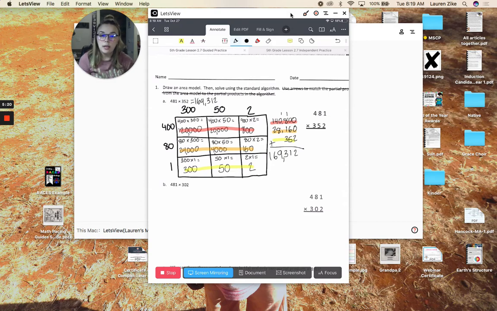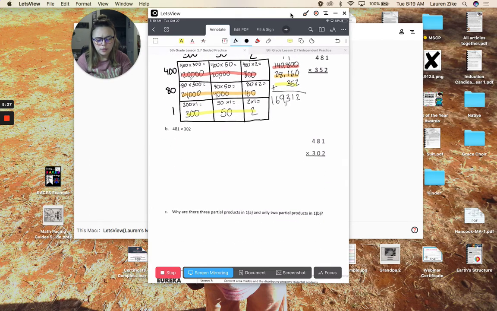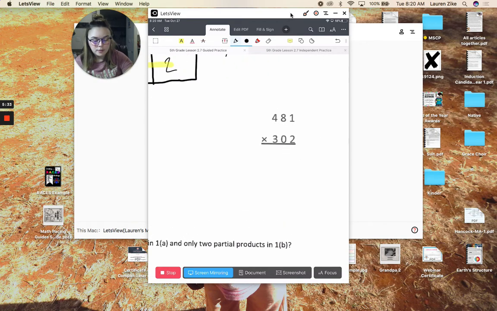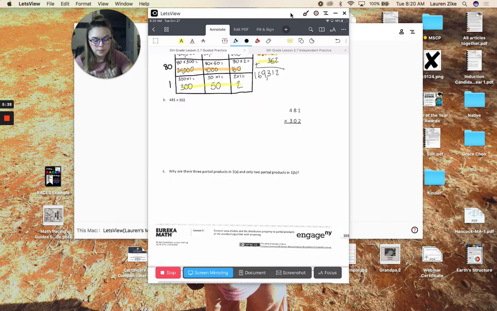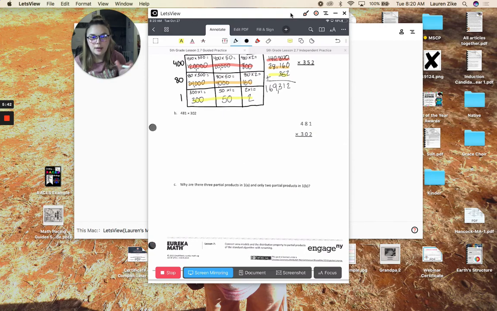So let's take a look at the standard algorithm. I'm going to skip the standard algorithm for this one, and go to the standard algorithm for B. In B, we have 481 times 302. I am going to rewrite it and move it over just so I have a little bit more space. So I have 481 times 302.